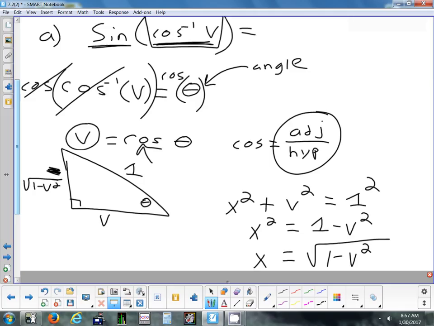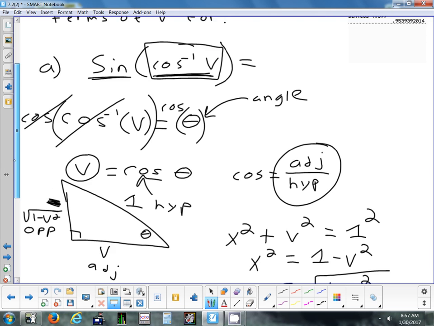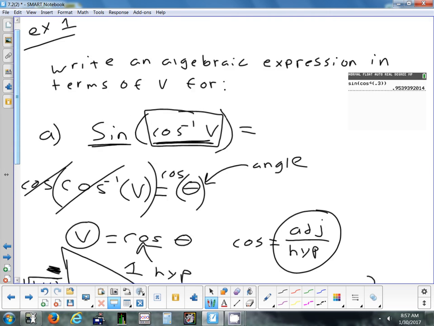Now we know opposite. We know adjacent. And we know hypotenuse. Okay, we know every side. So now I can find whatever you want me to find. The sine, the tangent, whatever. In this problem, they want the sine.